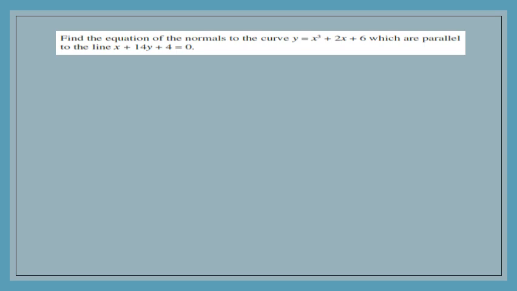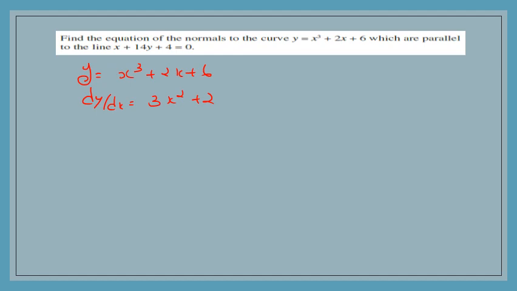Now, find the equation of normal to the curve y is equal to x cube plus 2x plus 6, which are parallel to the line x plus 14y plus 4 is equal to 0. So, what is our curve? y is equal to x cube plus 2x plus 6. What is dy by dx? 3x squared plus 2. Okay.